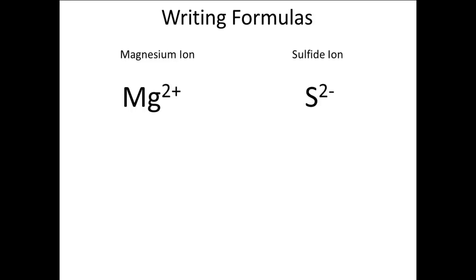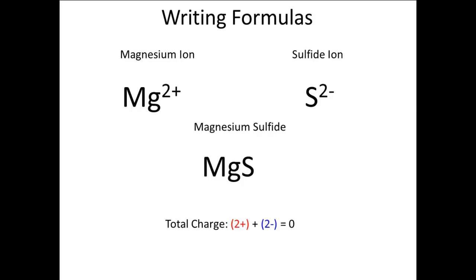If we want a compound between magnesium and sulfide, then again, we need only take one of each ion. So the formula of the compound is MgS. In terms of charges, we have 2 plus 2 minus equals 0.